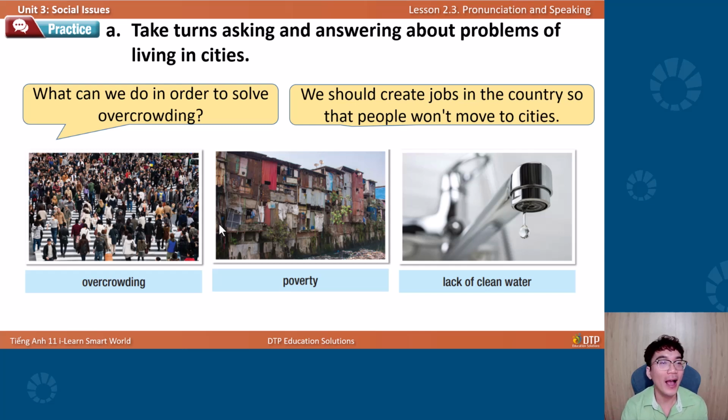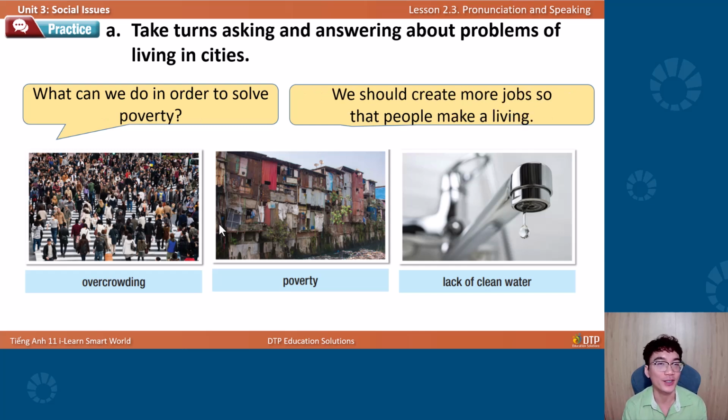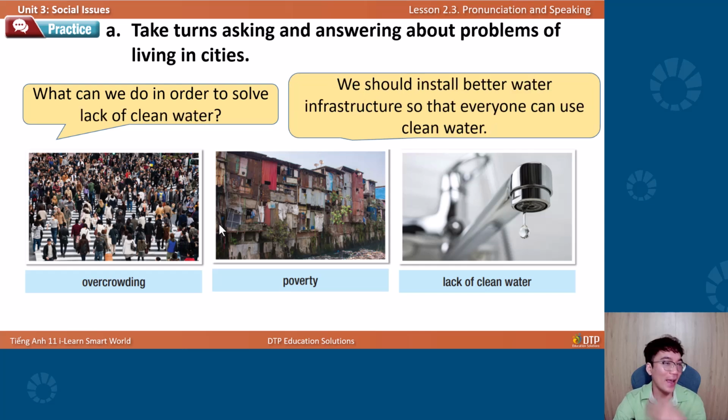Okay, now you ask me first. Remember, don't say to, say ta. Ask me, please. We should create more jobs so people make a living. Now I ask you answer. What can we do in order to solve poverty? Okay, now I ask first. What can we do in order to solve lack of clean water? Now you answer.